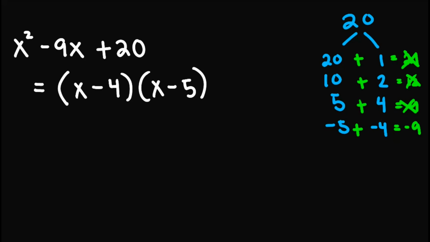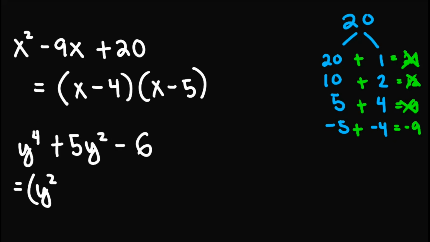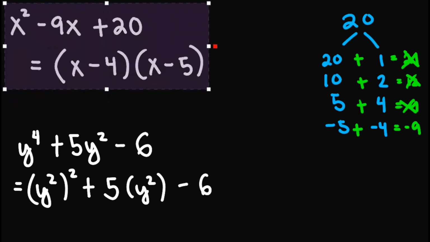Let's have this third example. If we have y raised to 4 plus 5y squared minus 6. Well, this might seem scary at first since we are now dealing with a variable raised to the 4th power. But note that we can actually write this one as y squared squared plus 5y squared minus 6. So let's move this one first to save some space.